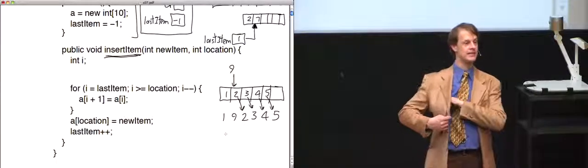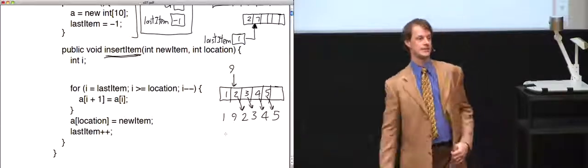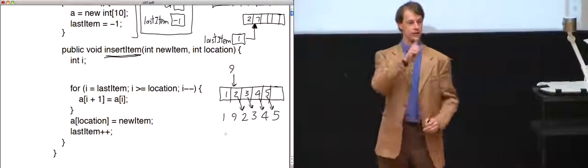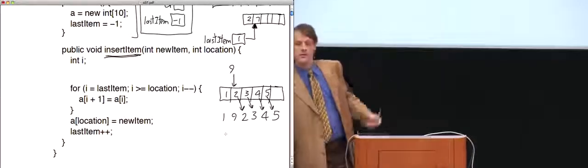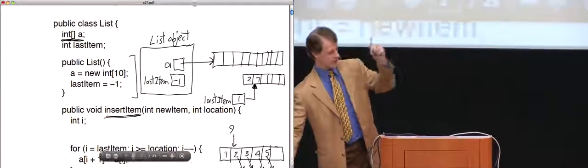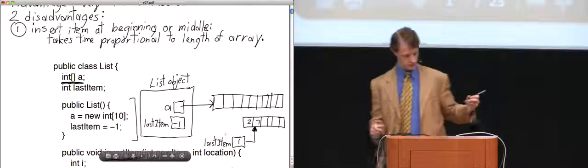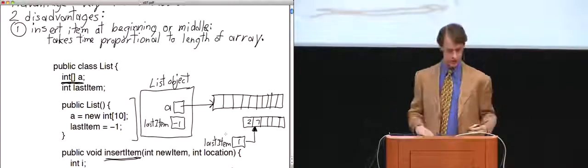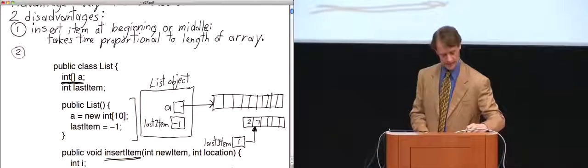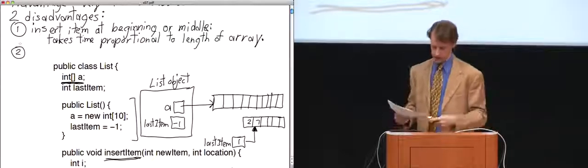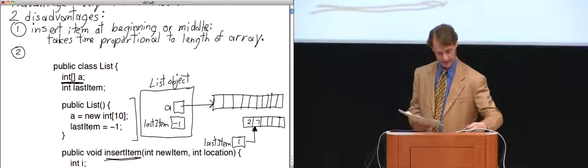And that is the second disadvantage of array-based lists. Yes. So I'll talk about how to address that now. I've just shown you one disadvantage, and the gentleman in the back pointed out a second disadvantage, which is that an array has a fixed length.